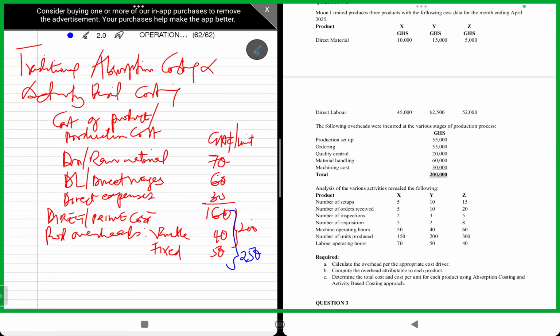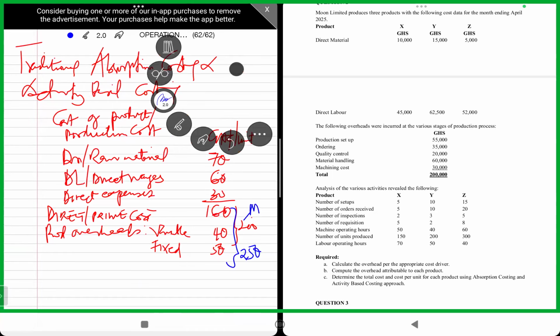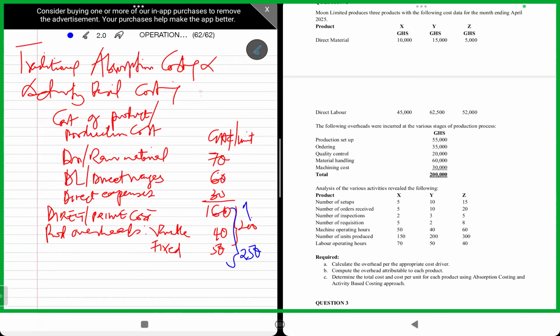The 250 is called what? Absorption cost, absorption production cost, or the full production cost. The difference between the 200 and 250 is 50. So the marginal cost is 200 cedis. Absorption cost is 250 cedis. This is marginal cost.